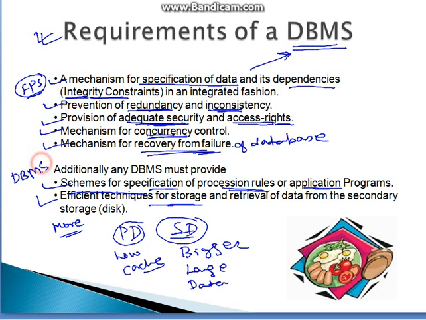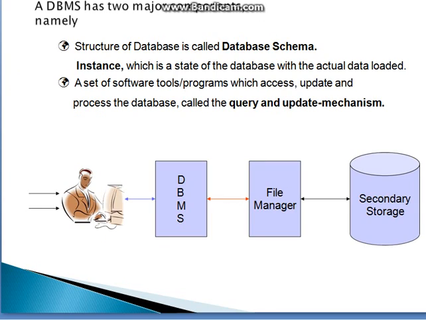Now the DBMS is going to provide all these things, and we are going to learn in the near future how all this is being provided. Now here the DBMS has two major components. Which are the two major components? The structure of the database is what we call a database schema. Schema, the word itself tells, it is the structure of the database.